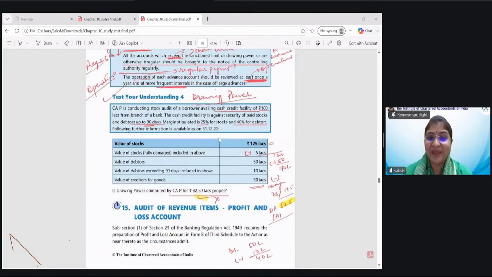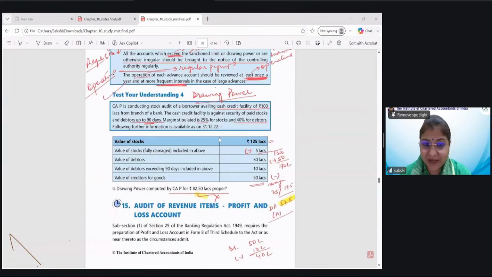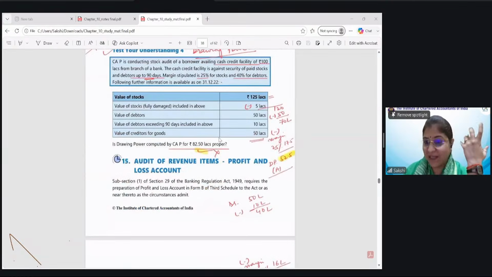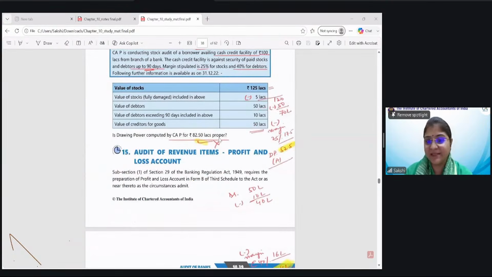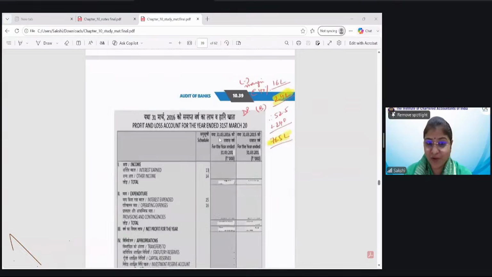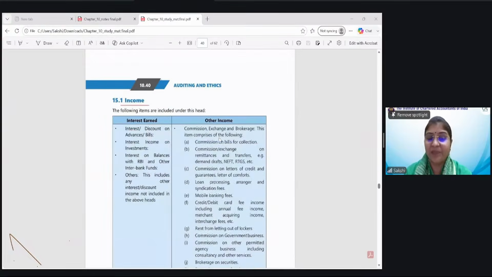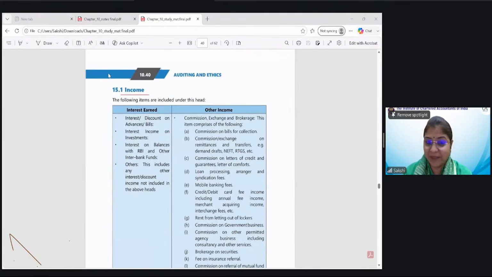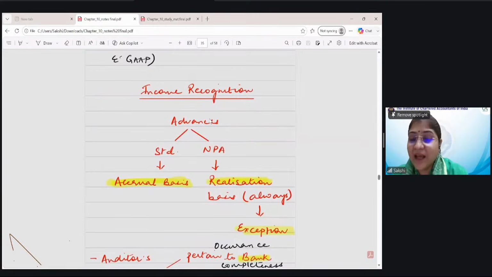Okay, all right. Next is your drawing power. Drawing power, which we had done in the previous class, we have done all these examples regarding the drawing power, isn't it? Okay. Then coming to the income part. All right, so now, income recognition is one of the key areas of your advances.